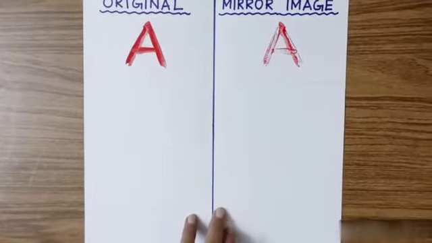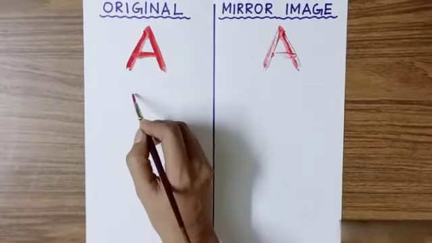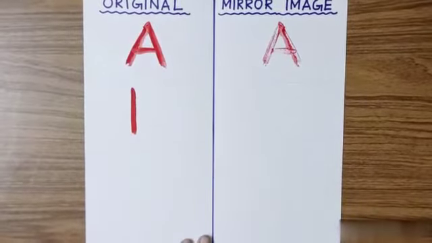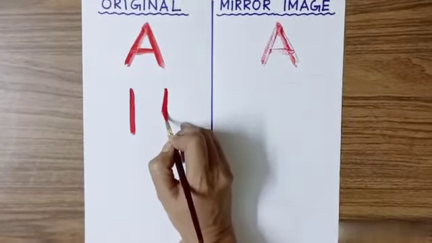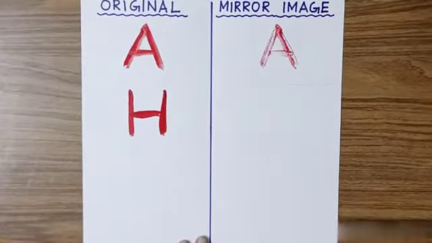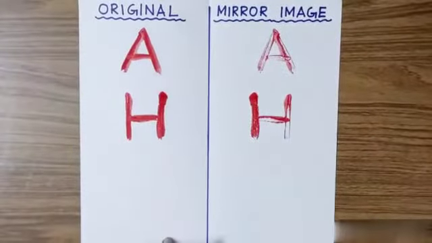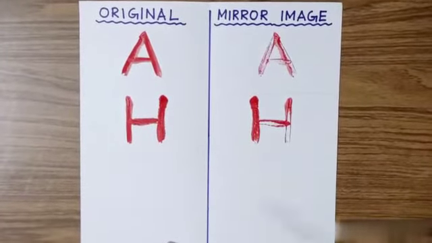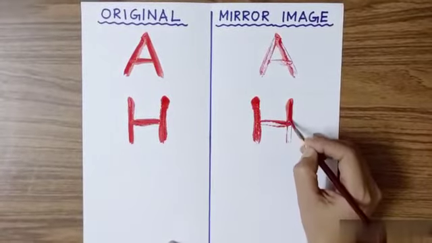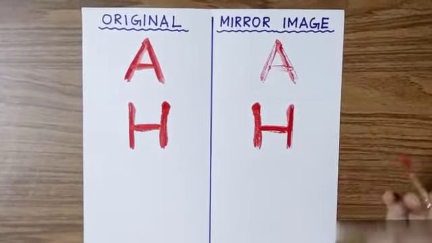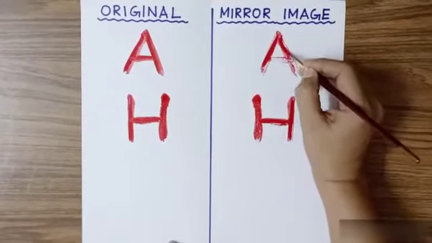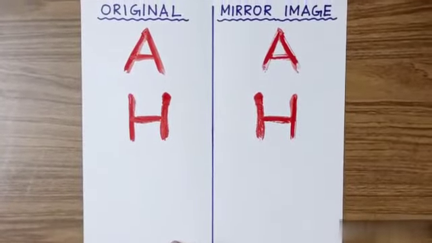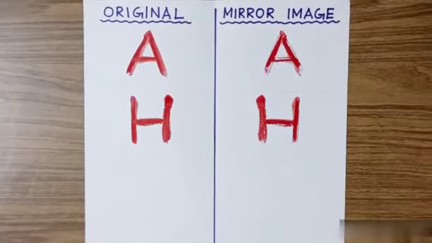The next letter I am drawing is H. Let us see the image of H. Can you see, children? It is the same as the original letter. Let me move on to the next letter.